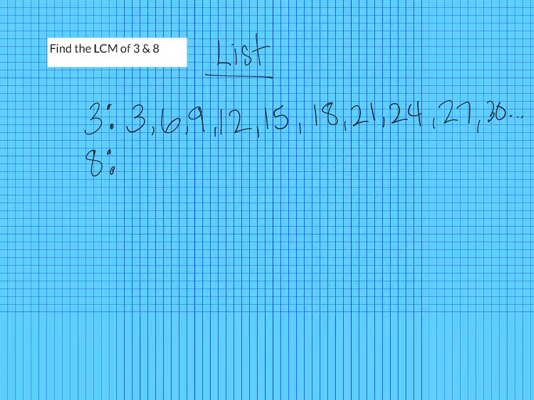Now let's look at 8. 8 times 1 is 8. 8 times 2 is 16. 8 times 3 is 24. 8 times 4 is 32. 8 times 5 is 40. And we could keep going if we needed to.